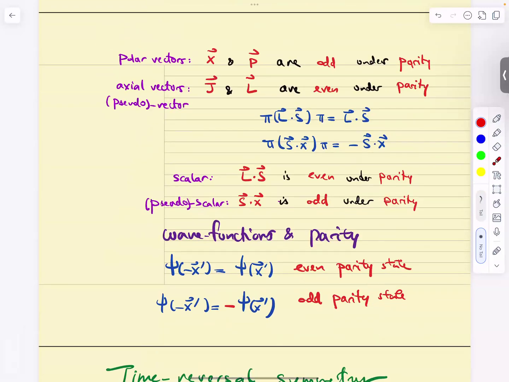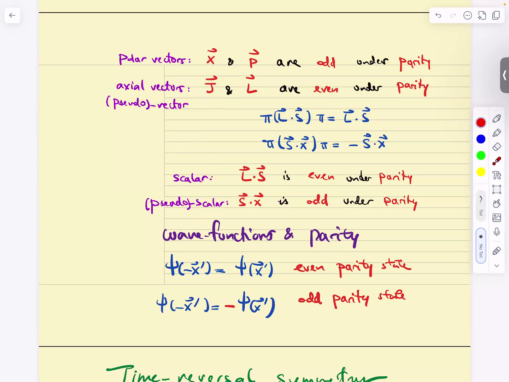We said that similarly, if you look at the action of parity on the p vector, they also anticommute. So we call these vectors that are odd under parity. We also said that there could be vector-looking things that are even under parity. Examples were angular momentum, orbital or spin. We call these pseudovectors. Similarly, we can have scalars. A true scalar is even under parity. An example would be L dot S, but S dot X is something that acts like a scalar under rotations. However, under parity, it is odd. It picks up a minus sign. We call that thing a pseudoscalar.